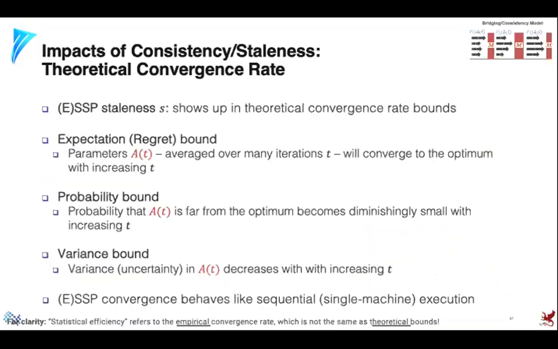I want to say a few words about theoretical convergence rate. While theory is not going to be a focus of this tutorial, it's important to know that one can derive three types of bounds for SSP and its family: an expectation bound, a probability bound, and a variance bound. And in particular, ESSP convergence does behave like sequential single machine execution, up to a factor that depends on staleness and the number of machines.